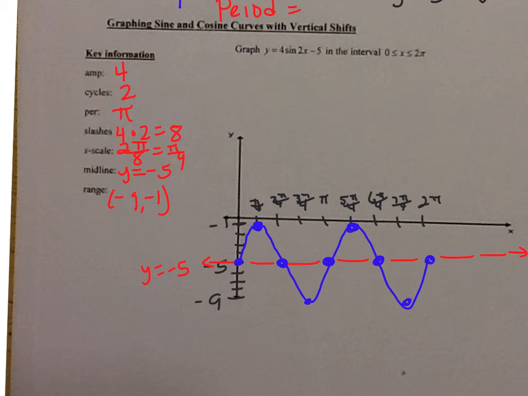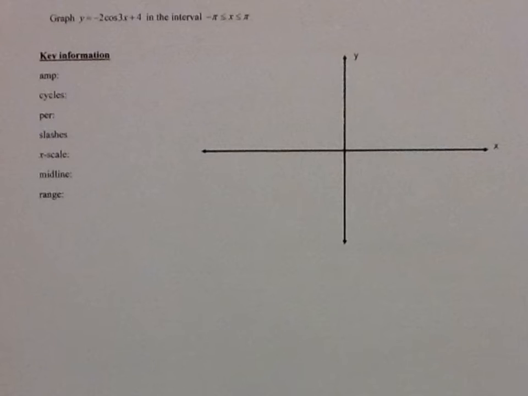Okay, so let's flip it over and try the one on the back. Okay, so I'm graphing y equals -2 cosine 3x plus 4. So my amplitude is the absolute value of -2, which is 2. The number of cycles is the absolute value of 3, which is 3. The period, remember, is 2 pi over b, which is 2 pi over 3. So I will see one complete curve in 2 pi over 3.